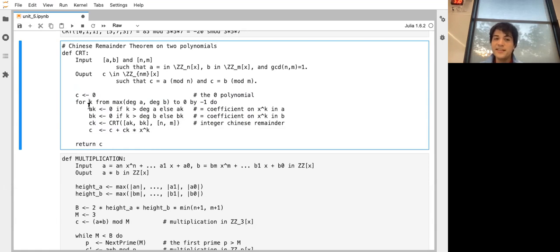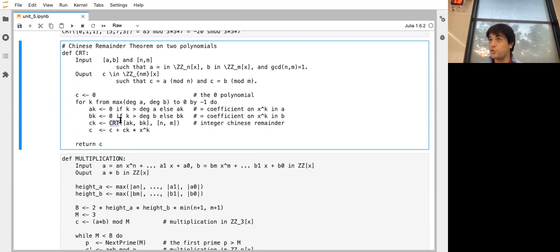So what this means, this is just a loop that's going to say: calculate the coefficient ck, calculate the coefficient ck minus 1, ck minus 2, ck minus 3. So like this could be the leading coefficient of A, this could be the leading coefficient of B, and then you're calculating the leading coefficient of C through Chinese remainder theorem.